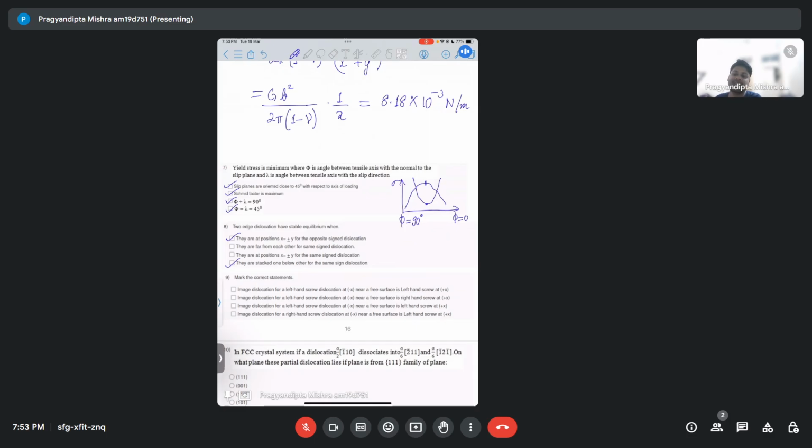Mark the correct statements. Image dislocation for a left hand screw dislocation at minus x near a free surface is left hand screw at plus x. That is wrong. For left hand screw, it should be right hand screw, right? Because I told the hand changes, the parallel anti-parallel kind of image, right? So next option, image dislocation for a left hand screw at minus x near a free surface is right hand screw at plus x. That is correct. Then image dislocation for a left hand screw dislocation at minus x near a free surface is left hand screw at plus x. That is again wrong. And image dislocation for a right hand screw at minus x near a free surface is left hand screw at plus x. That is correct. So these two options are correct.